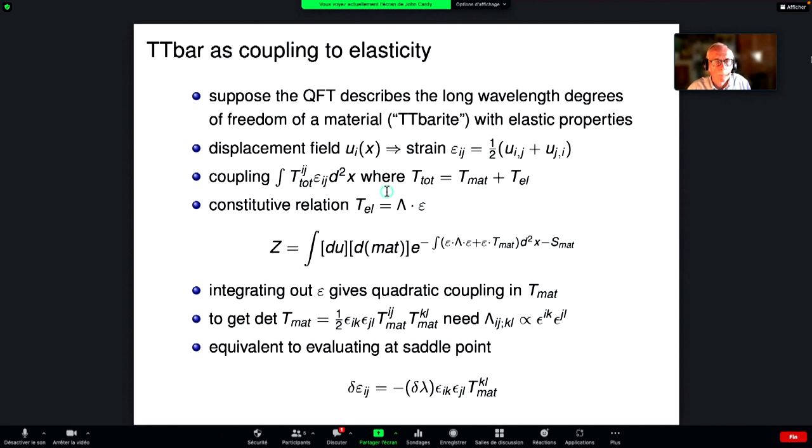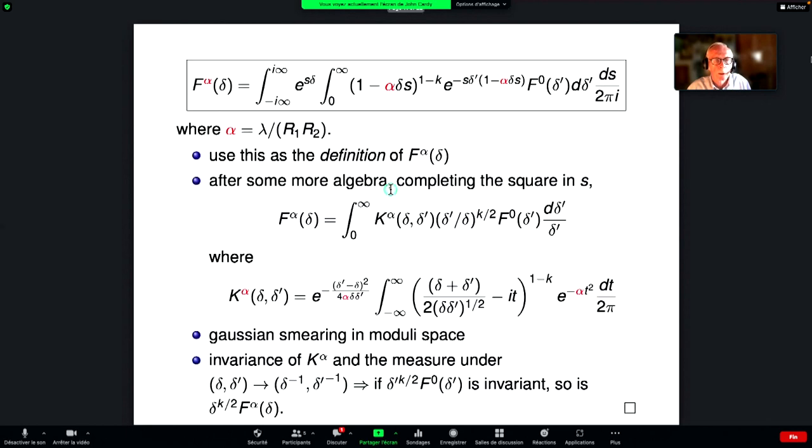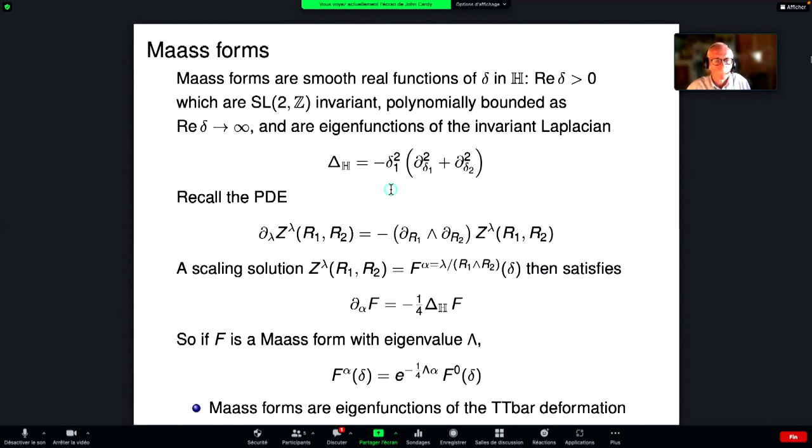Well, maybe. I mean, basically, these mass forms are eigenfunctions of the Laplacian. So in the space of L2 functions on the half plane, they form a basis. So in principle, if you took the modular invariant partition function on the torus, then you could expand it in a basis of mass forms. And there is a paper on the arXiv by Benjamin et al., where they attempt to do that.